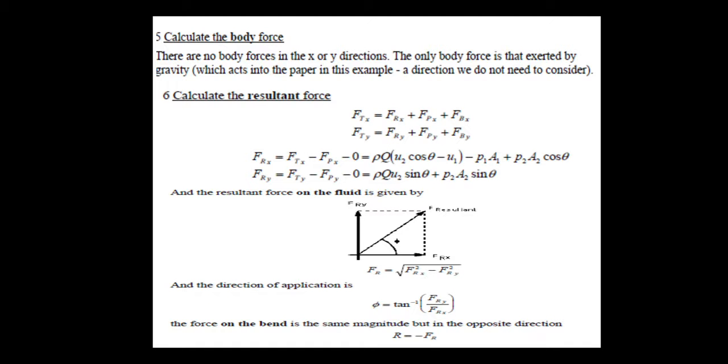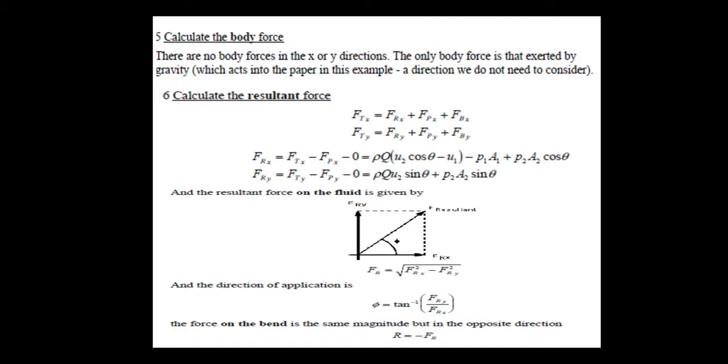Next, what is the fifth one? Calculate the body force. There are no body forces to calculate in the x or y direction, because they are not in the boundary form. The only body force is that exerted by the gravity pull, which acts into the paper in this example. Gravity pulls it towards the paper, that is, the sheet of paper on which you are drawing. So there is no calculation for the body forces in the x-axis as well as in the y-axis.